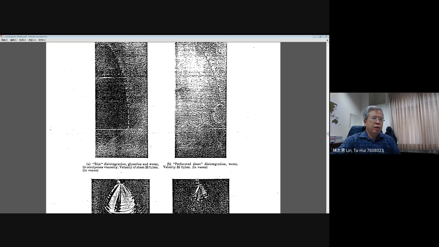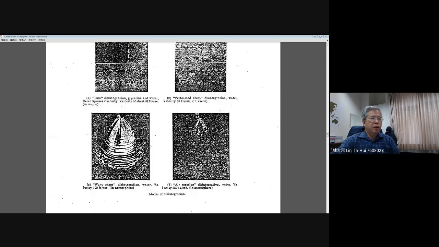Now you increase the velocity further to 120 feet per second. Then you can see, as we described earlier, the wave motion on the liquid sheet, and those kinds of wave disturbances will break the liquid sheet into ligaments. Then later on, the ligaments will break into droplets. This is the typical feature we already explained before.